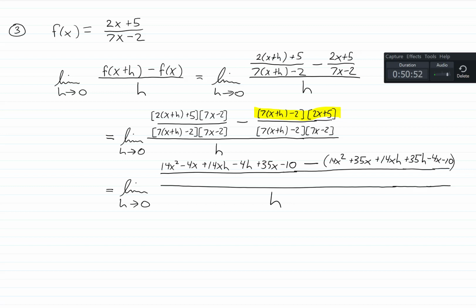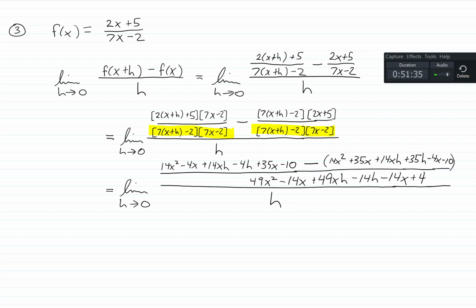Okay, and now let's do the bottom. Here it's the same denominator, so I only need to write it once. Okay, and I got 49x squared minus 14x plus 49xh minus 14h minus 14x plus 4. All right, let's see what we can cross out.